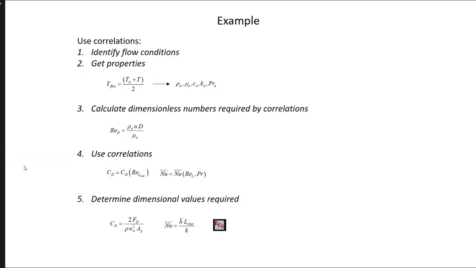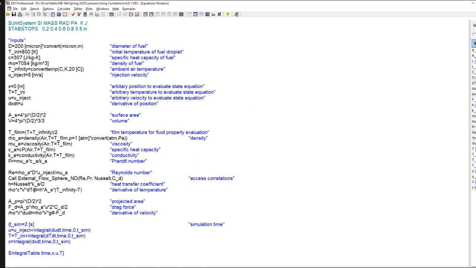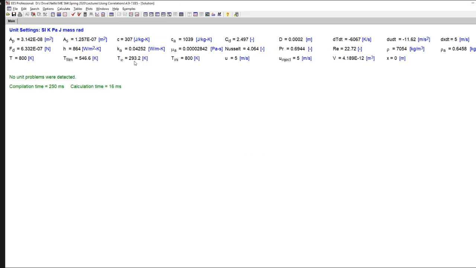So at that point, I have the heat transfer coefficient, and I have everything I need in this equation to calculate the rate of temperature change. And so that's what this equation is. And I find that the rate of temperature change is right there. It's apparently cooling off very quickly. It was injected very hot. There's a relatively high heat transfer coefficient right here. So it's cooling off really, really fast.